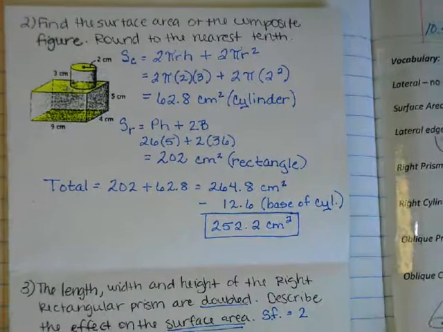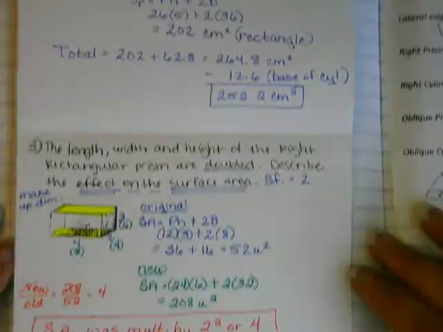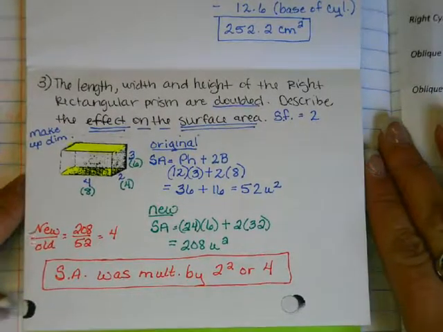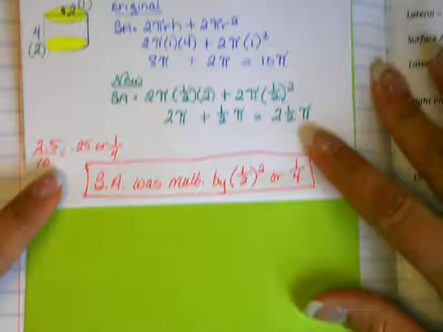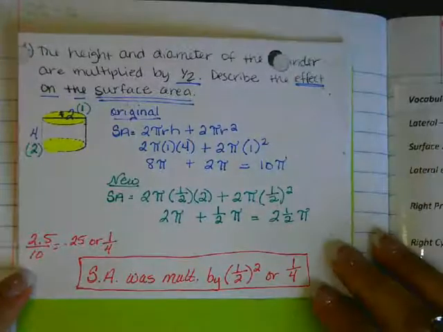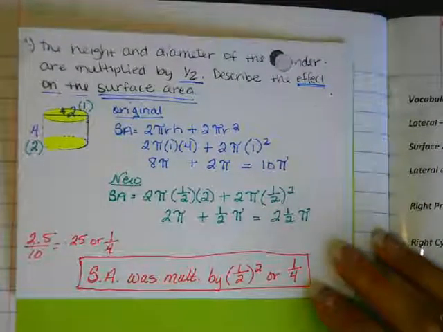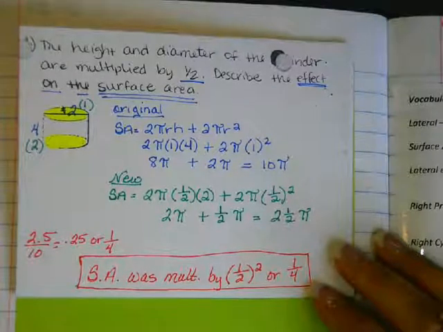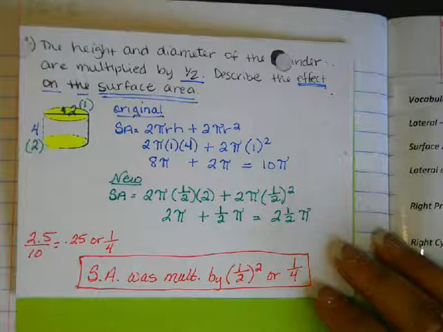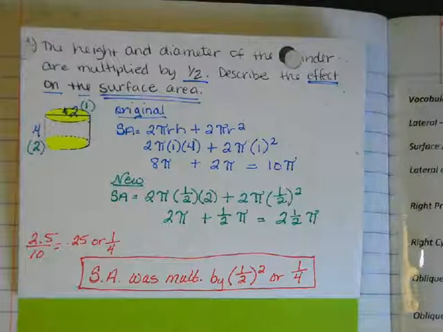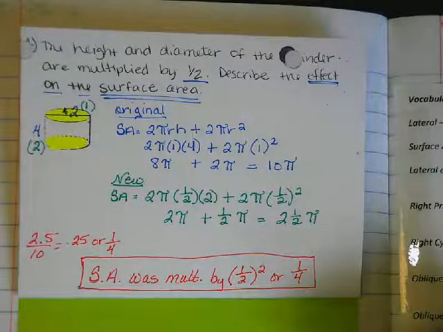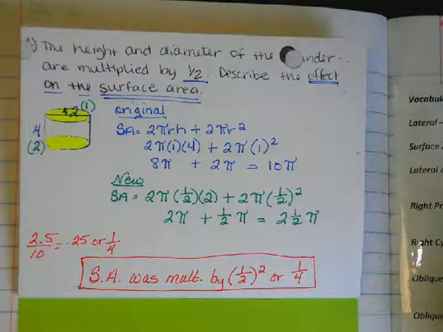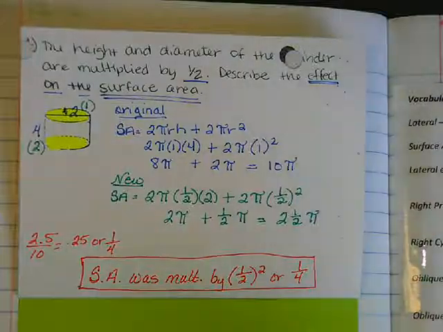Okay? All right. This number 3, if you want, obviously you can go ahead and copy that down, but I think I'm going to go on to this one, because the other one I know you can totally figure out just by doing an original and a new. But here it says the height and diameter of the cylinder are multiplied by 1/2, hence the scale factor is 1/2. Describe the effect on the surface area. Okay, so we're not doing volume yet, just the surface area. And when they only say surface area, you do total surface area.